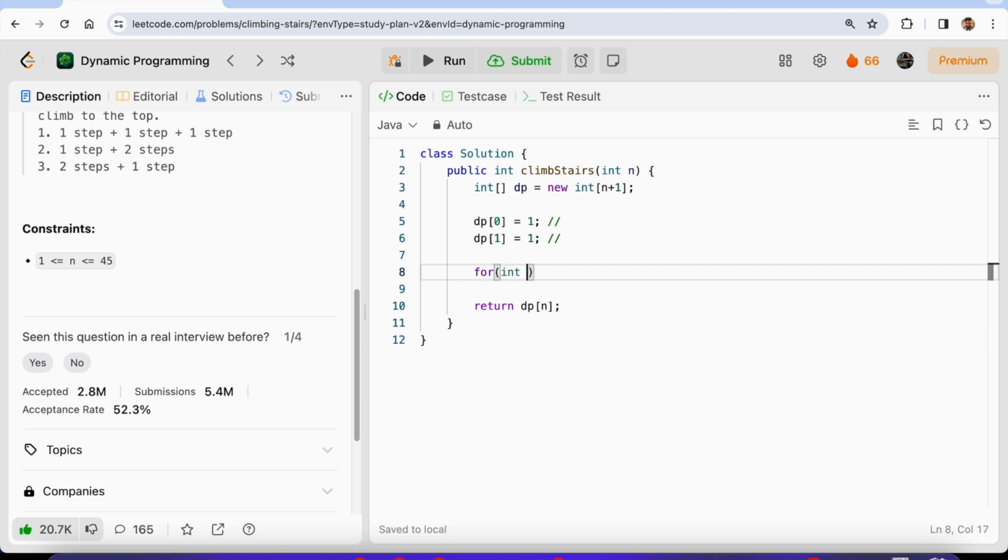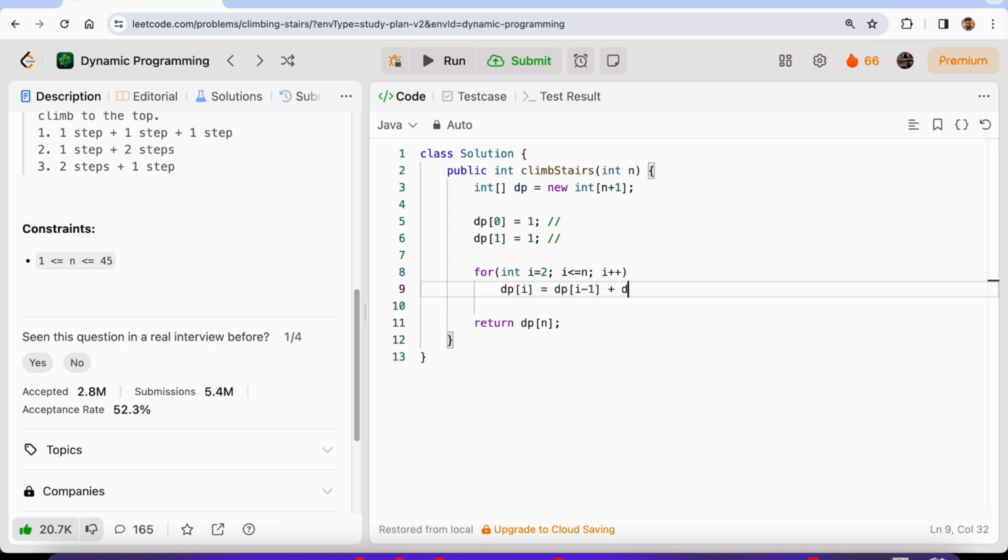Now for index i equal to 2, i less than or equal to n, i plus plus, dp of i will be equal to dp of i minus 1 plus dp of i minus 2. This was our formula for this dp, and now dp of n will be storing our answer. These are our base cases. Okay, let's try to submit it.